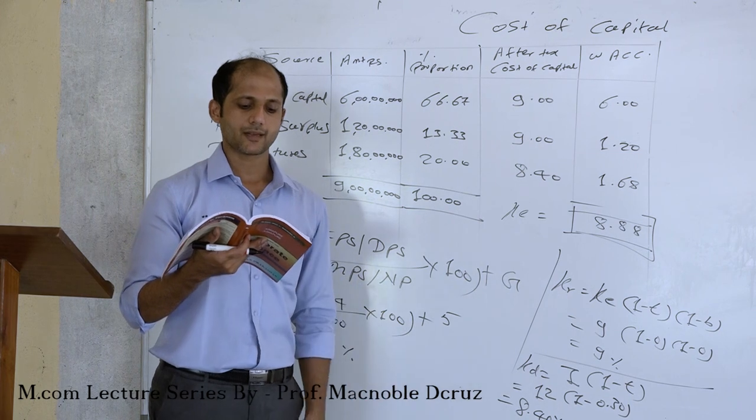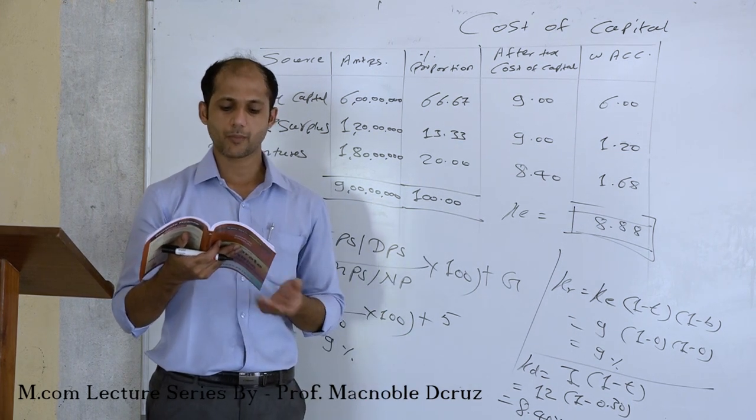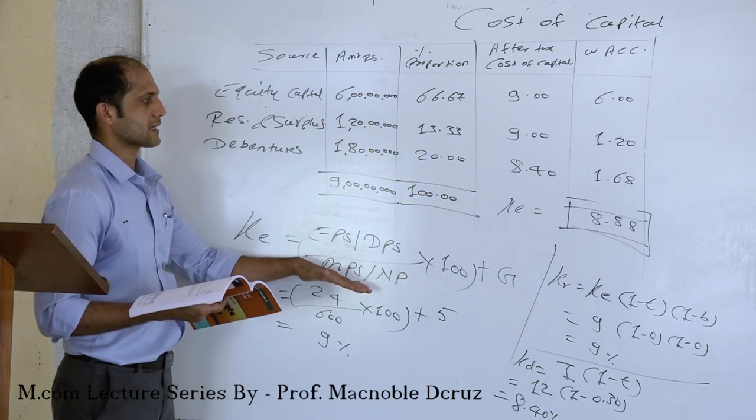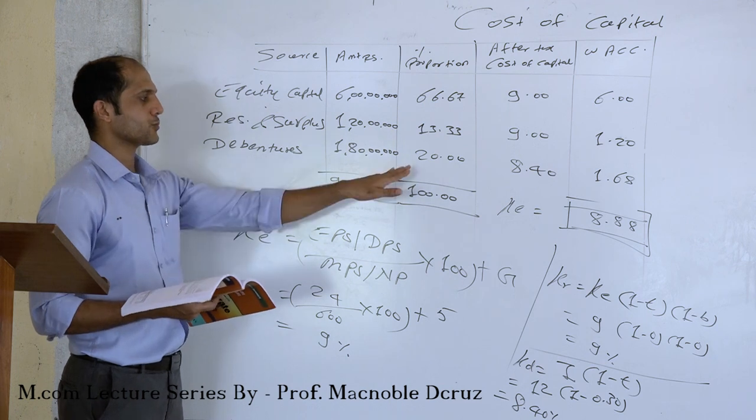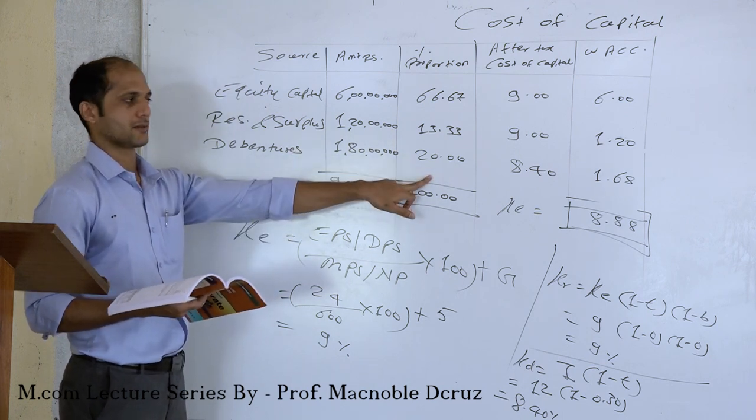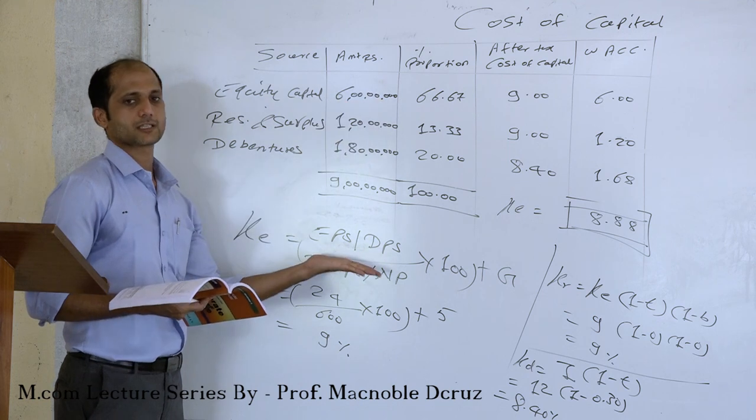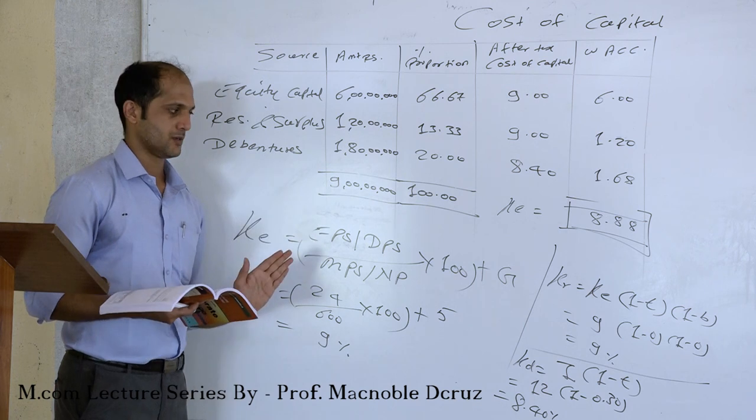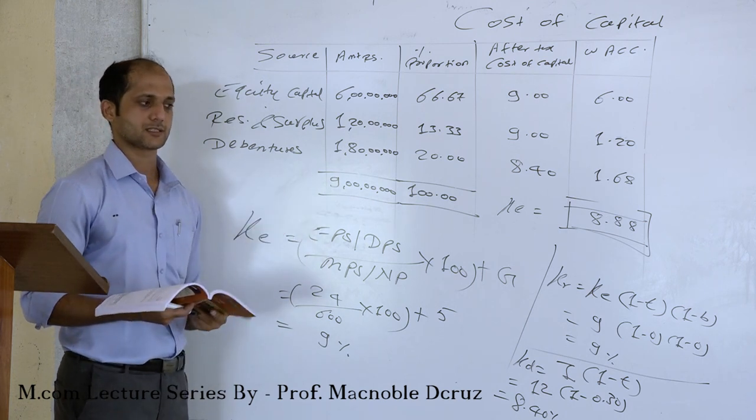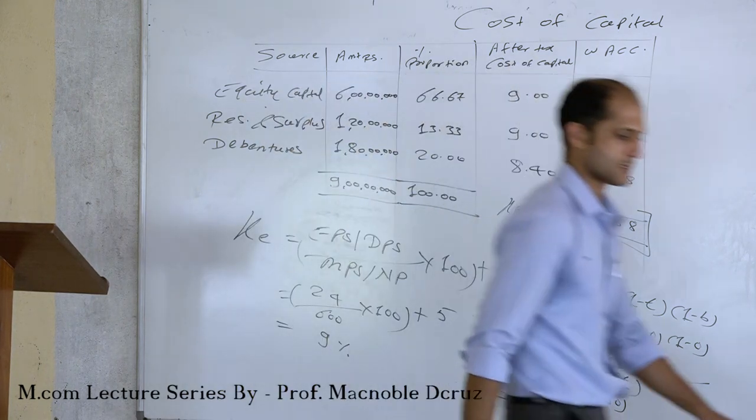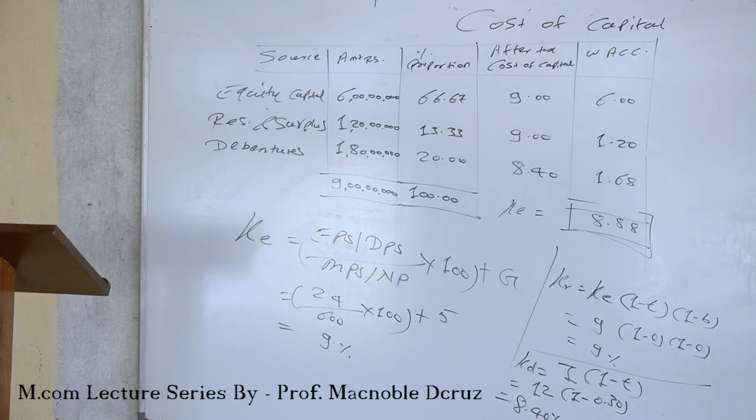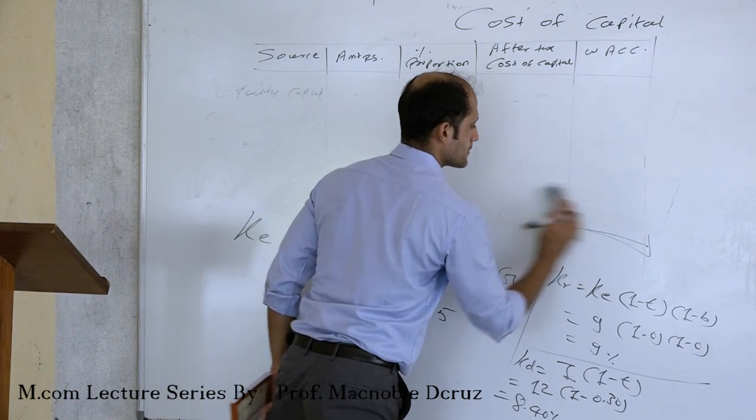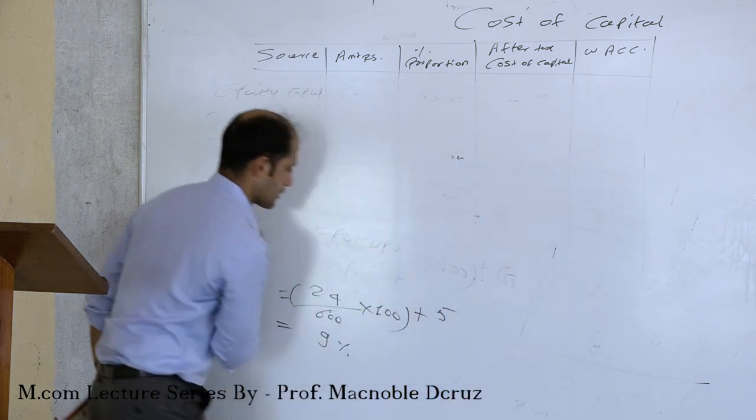The company plans to raise a further rupees 3 crore by way of long-term loan at 18% interest. Means, in this capital structure, what will happen? We have to infuse 3 crore rupees more capital. But it will change the capital structure scenario. Entire values, percentage proportions will change. So for that, we have to write the capital structure again. So I will write down first and then we will solve the answer.